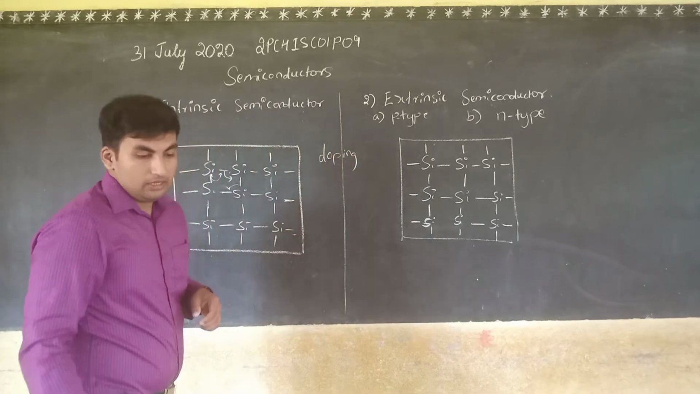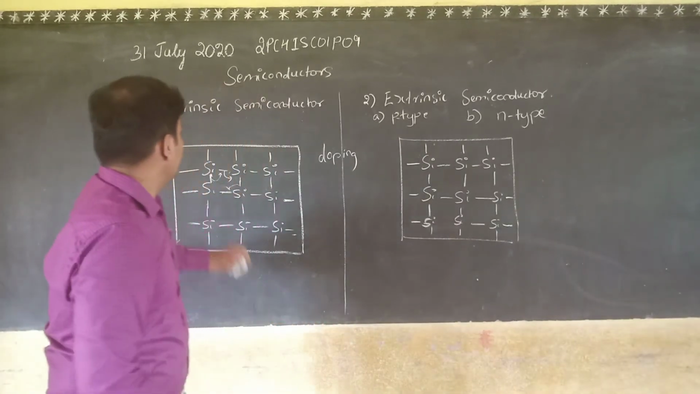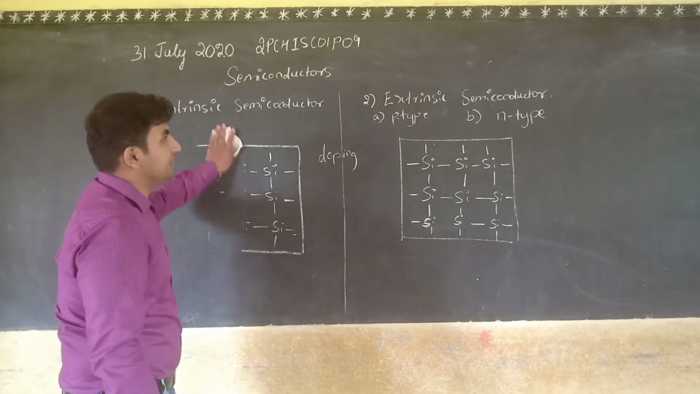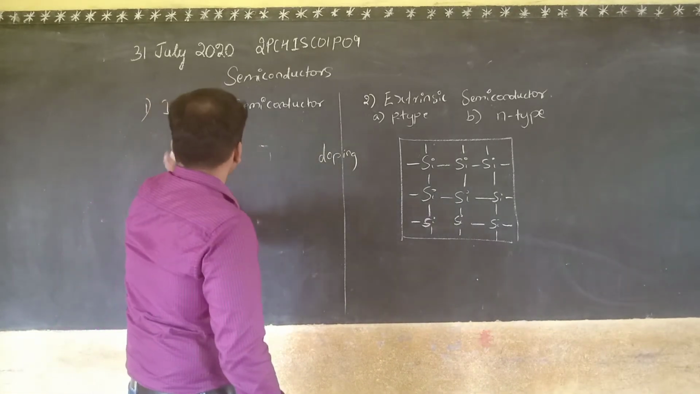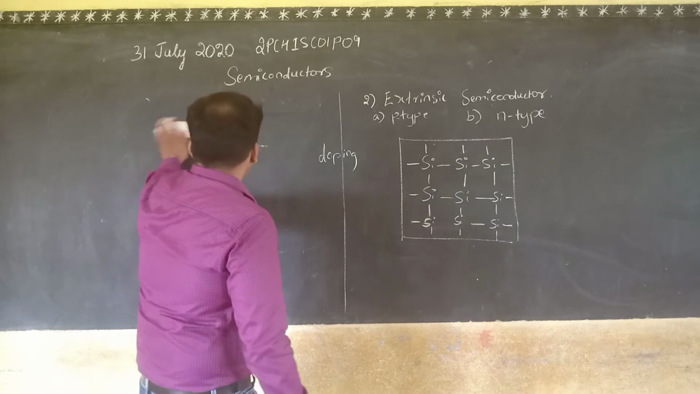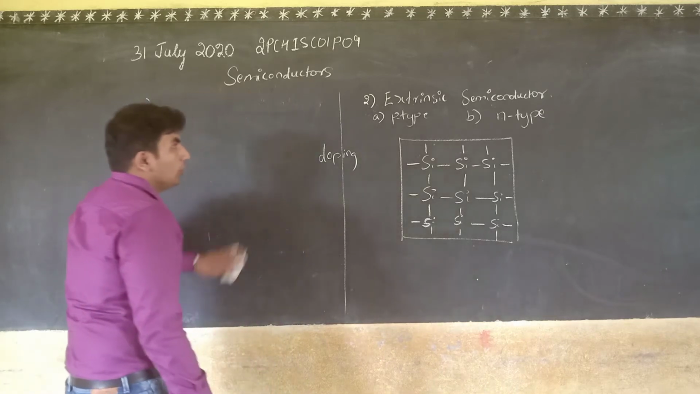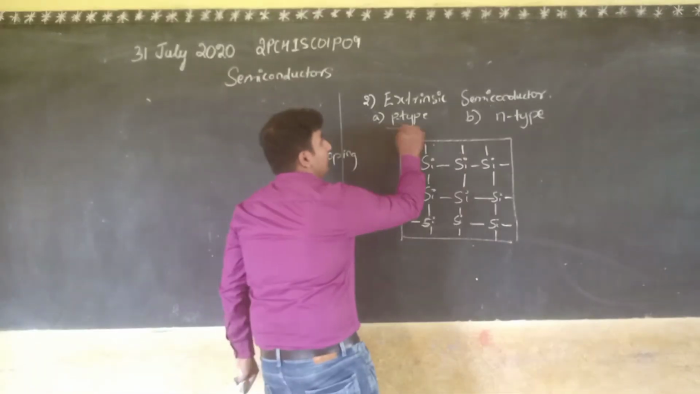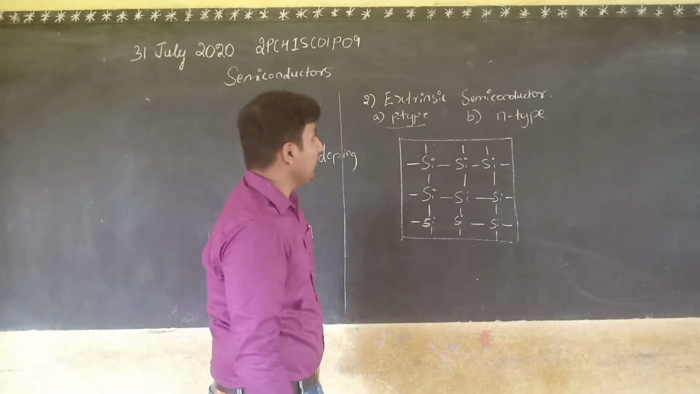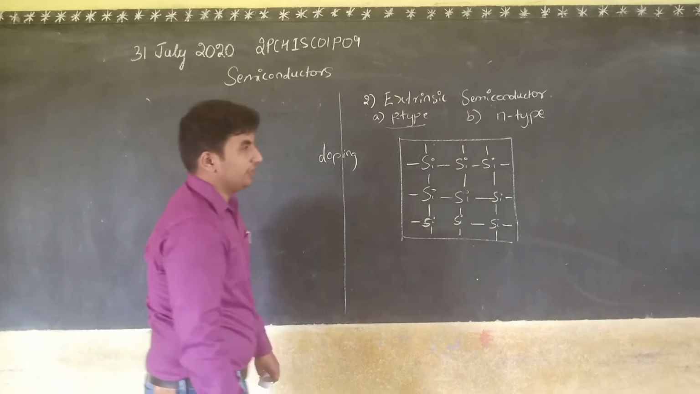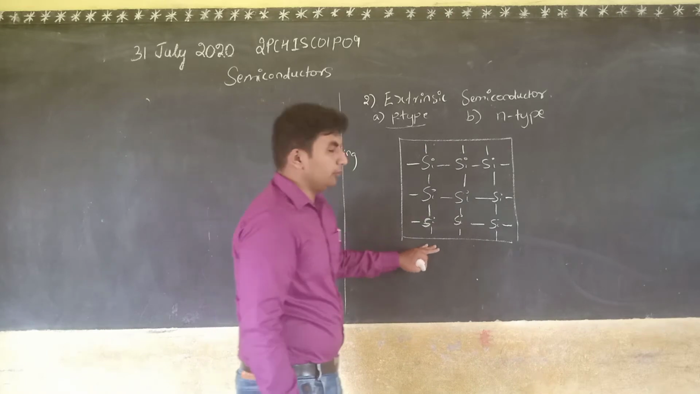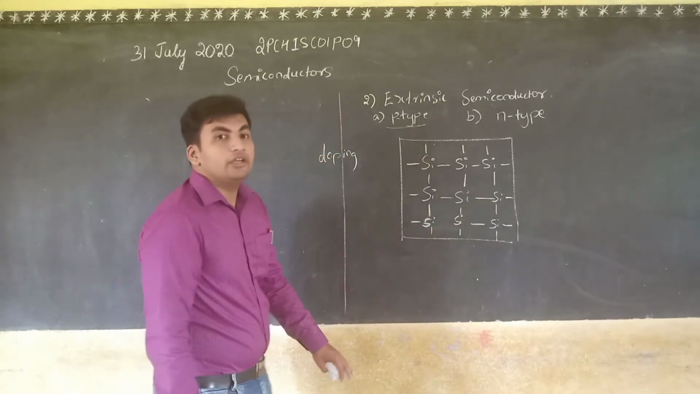Doping. Now, the second type, extrinsic semiconductor. In that, the first type is the P-type semiconductor. P means positive type extrinsic semiconductor. This is a pure intrinsic semiconductor.